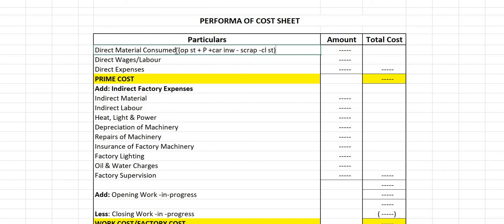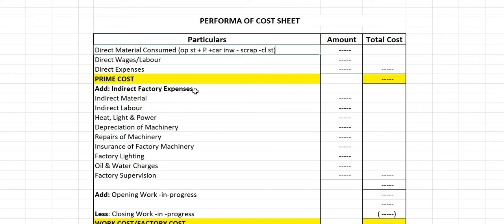Now, irrespective of direct material, direct labor and direct expenses, whatever expenses are being incurred in a company will be indirect, because the direct ones are the expenses which are producing the product, and all other expenses which are being incurred in a company are the helping hand. They are helping us to produce the product. They are not directly producing the product. So in the cost sheet, first of all we have to add the indirect factory expenses.